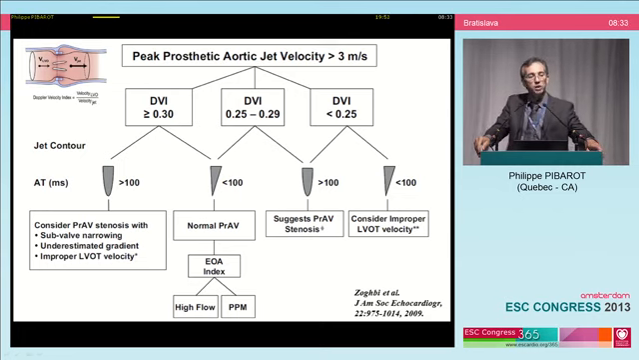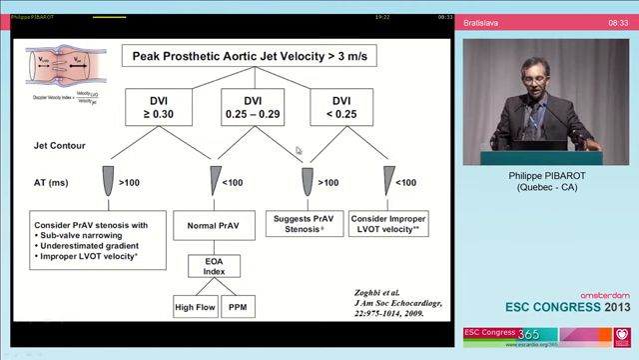for the Doppler echo evaluation of prosthetic valves, this is the algorithm they propose when you have a high velocity, a high gradient across a prosthesis in the aortic position. This algorithm is essentially based on 2 main parameters. The Doppler velocity index, which is the ratio of the velocity in the LVOT to the velocity of the transprosthetic flow jet, so V1 over V2. And the other parameter is the shape of the velocity contour of the aortic jet by continuous wave Doppler.